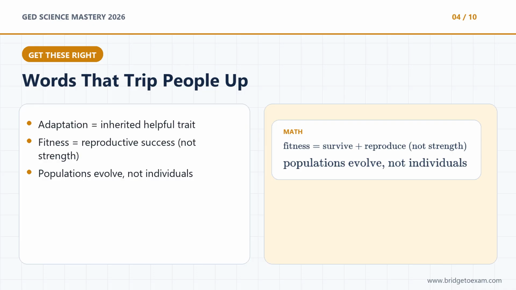3 words the GED twists. First, an adaptation is an inherited trait that improves survival or reproduction. Inherited, not learned. Second, fitness. In evolution, fitness does not mean strength or muscle. It means success at surviving and reproducing. A small, well-camouflaged animal can have higher fitness than a big, strong one. Third, and most important, individuals do not evolve. Populations do. One organism cannot evolve during its life. Instead, the mix of traits across the whole population shifts over generations.